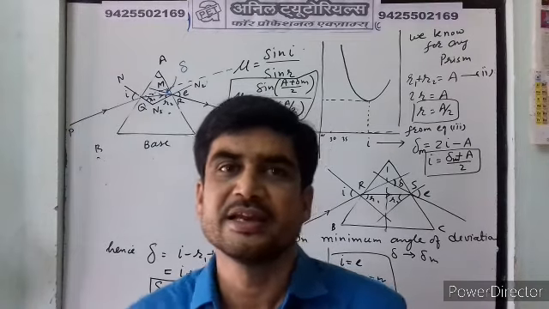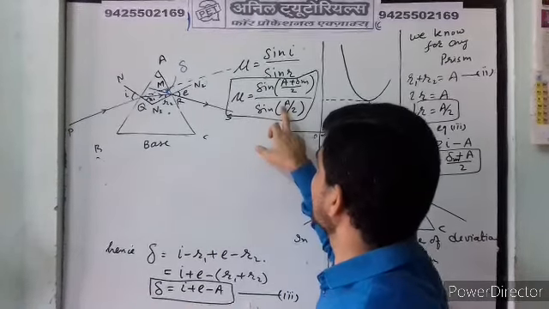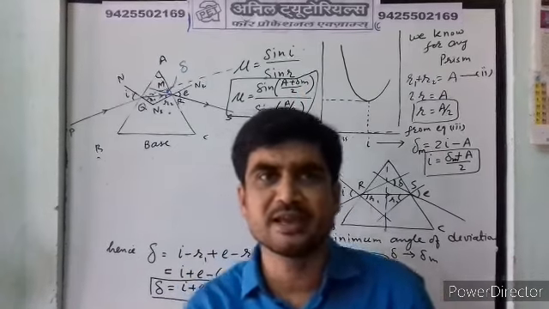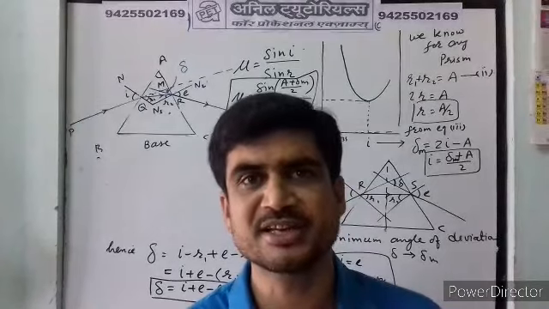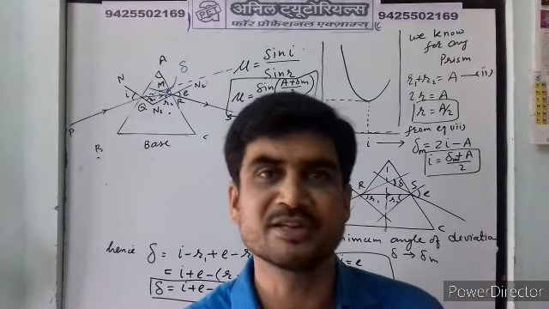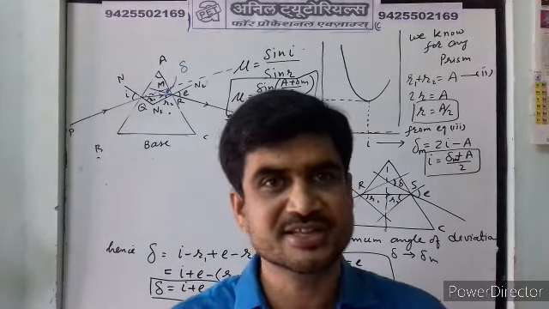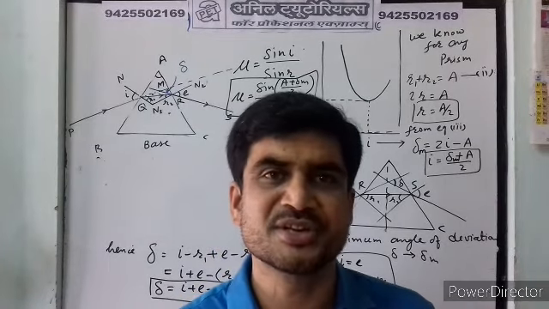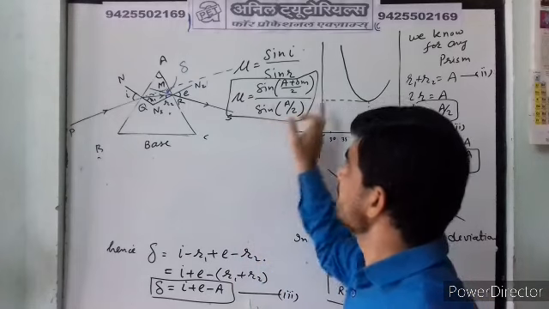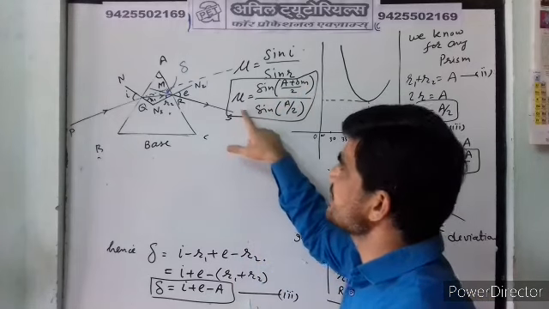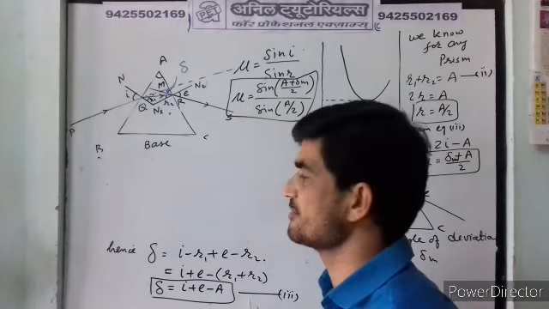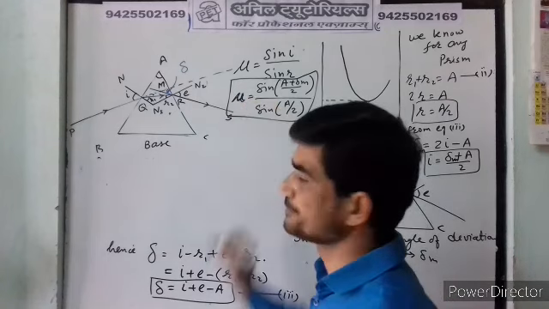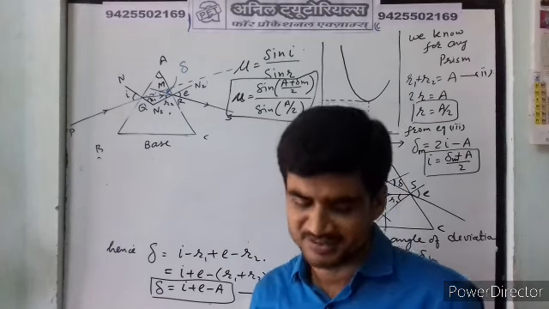See, in this relation we need A and delta m. So when you have a prism, geometrically you can measure A, or there is one practical method also that we will discuss later on. So you can measure A geometrically, and by observation you can get delta m. By getting A and delta m, you can find the mu. Mu is the refractive index of the material of the prism. Okay, it depends upon the material. Clear? Thank you.